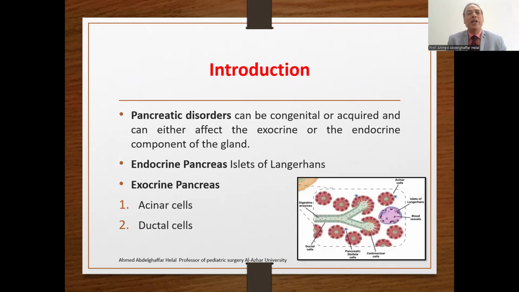Now, pancreatic disorders in children can be congenital or acquired and may affect the exocrine pancreas or the endocrine pancreas. As all of us know, by exocrine we mean the acini and the duct. Acini and duct form the exocrine component of the pancreas. By endocrine, we mean the islets of Langerhans, which produce their hormones directly into the blood.